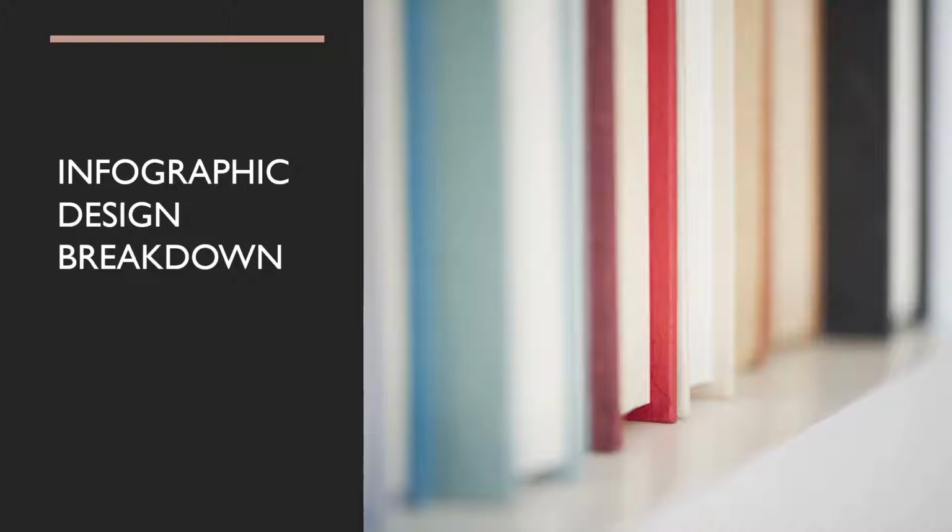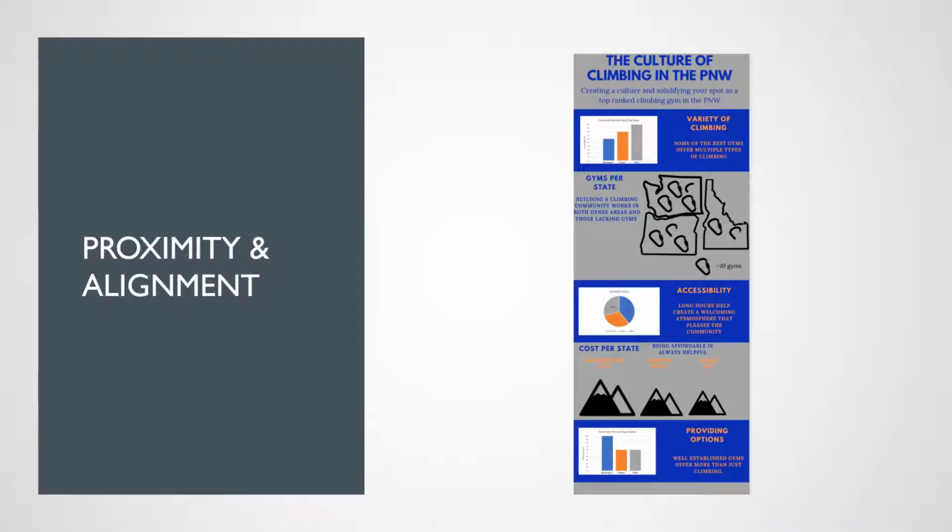The design principles I will be addressing today are proximity and alignment, visual hierarchy and focal points, color harmony, and lastly, appropriate font choice. The first design principles I will talk about are proximity and alignment. Proximity ensures that your design incorporates the groupings of related design elements together.